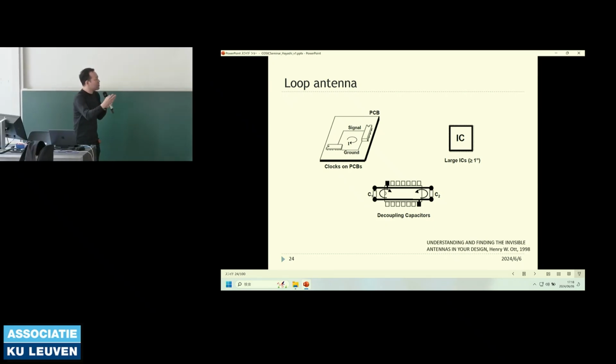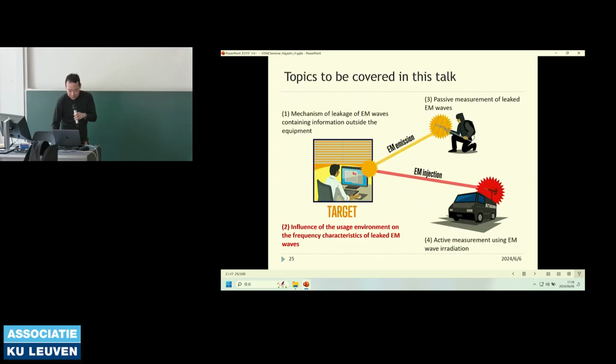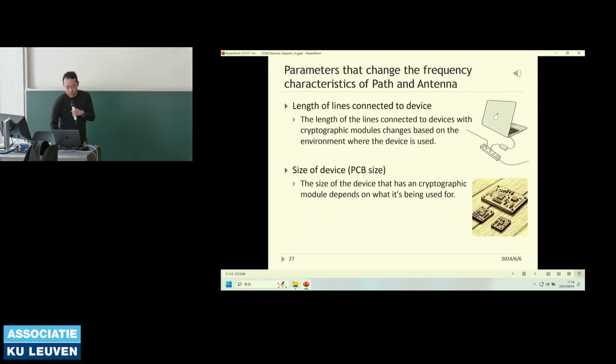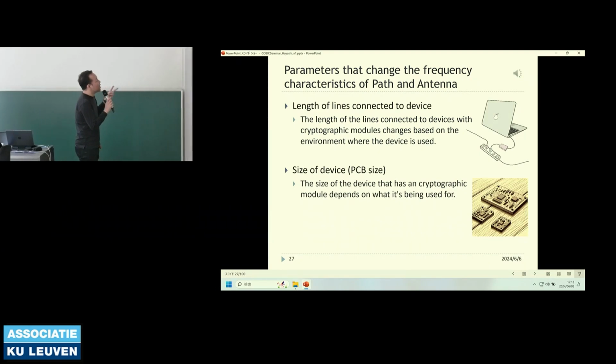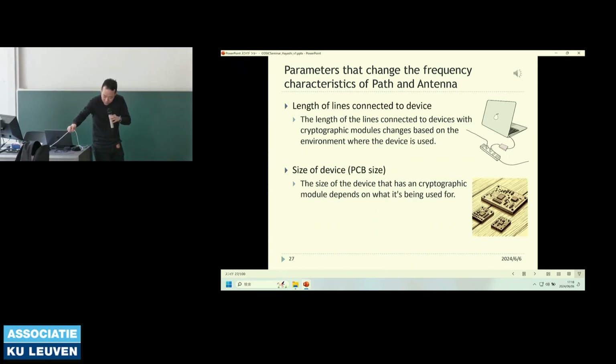This structure behaves as an unintentional antenna. Okay, in the next slide, I show you an actual example of the effect of the EM environment. Today I focus on two EM environment factors. One is the length of lines connected to the device. For example, this kind of device, this kind of line, the length of this kind of line.